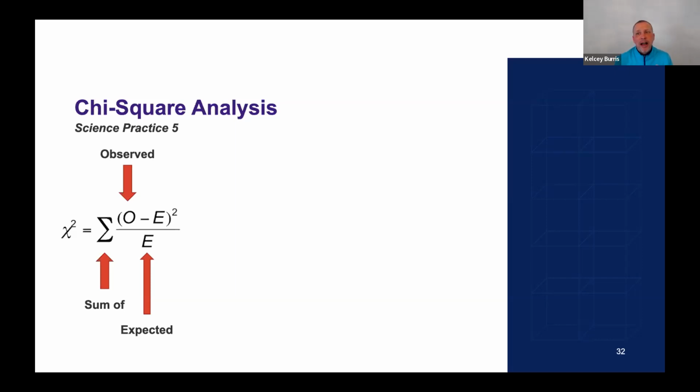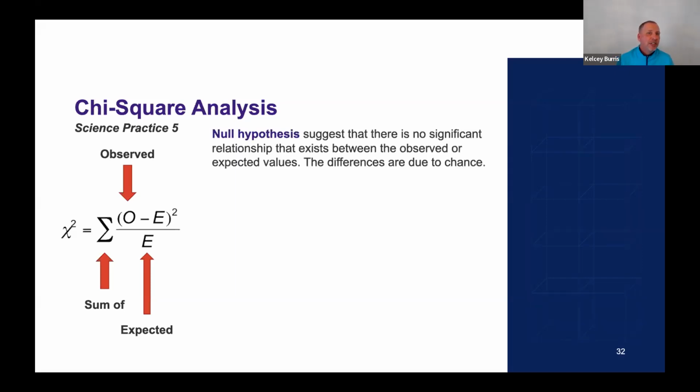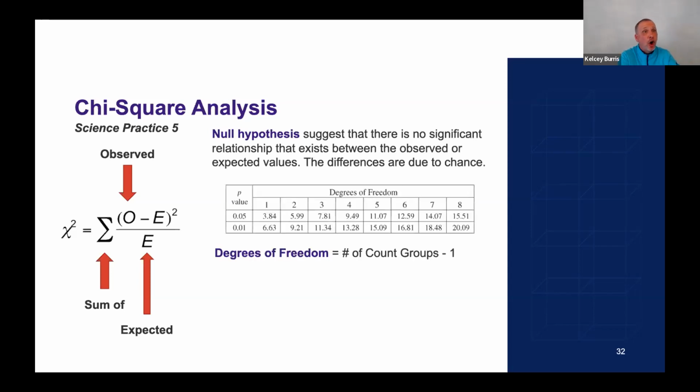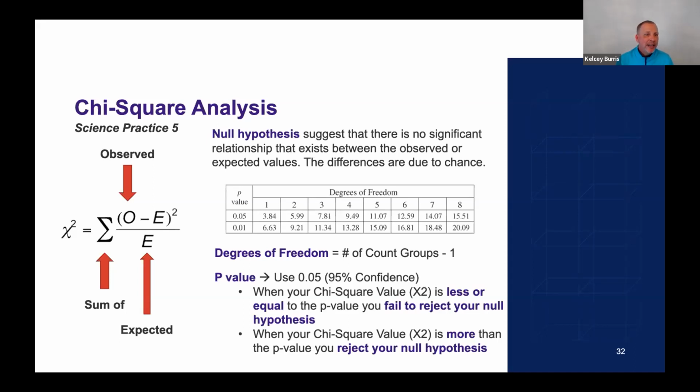One thing about the chi-square analysis, you do have to understand null hypothesis, which suggests that there's no significant relationship that exists between the observed or expected values. The differences are due to chance. And then degrees of freedom. So this chart is given to you, so you don't have to memorize it. But there's a couple things that you have to know about the chart, the p-value. So degrees of freedom equals the number of count groups minus 1. And the p-value we use is 0.05 or 95% confidence.